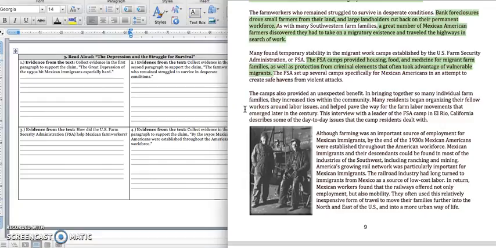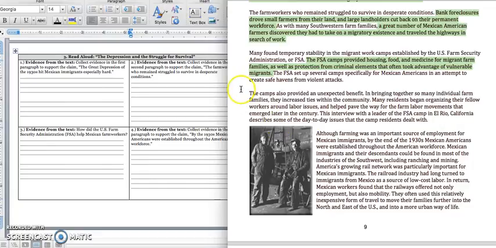The camps also provided an unexpected benefit. In bringing together so many individual farm families, they increased ties with the community. Many residents began organizing their fellow workers around labor issues and helped pave the way for the farm labor movements that emerged later in the century. This interview with a leader of the FSA camp in El Rio, California, describes some of the day-to-day issues the camp residents deal with.